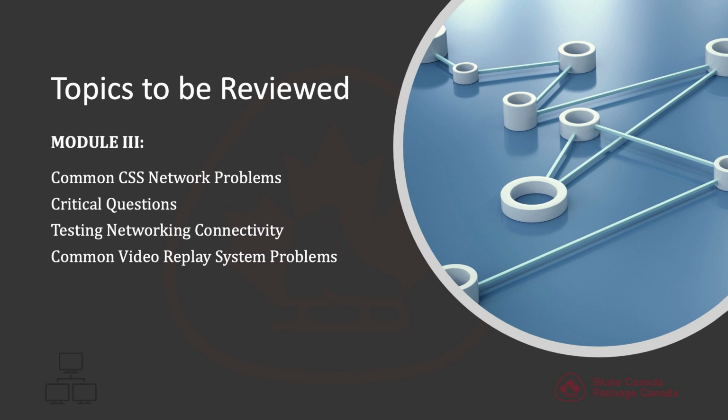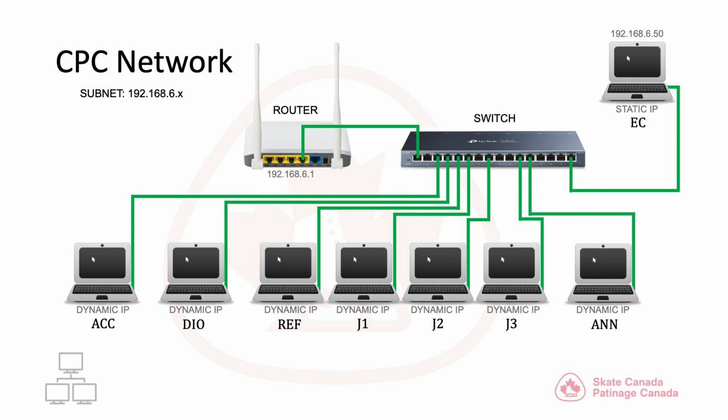So let's have a look at the typical network configuration for a CPC competition scoring system running in laptop mode. We have a router controlling a subnet, which is 192.168.6, and the router has a host number of 1. Connected to the router is a 16-port unmanaged switch, and connected to this switch are an EC laptop with a static IP address of 192.168.6.50 and other laptops that are all configured to obtain dynamic IP addresses.